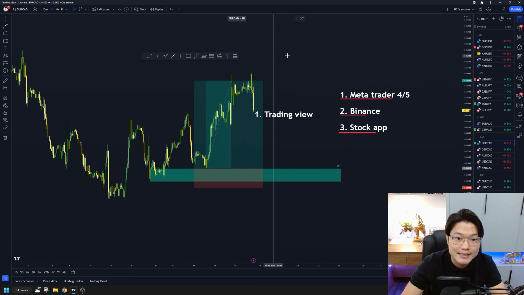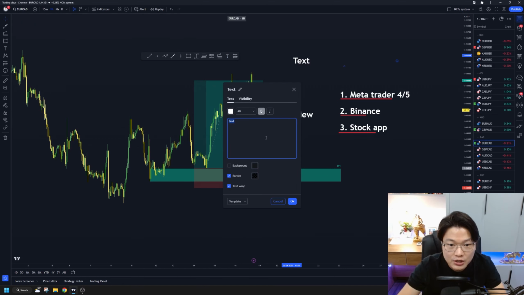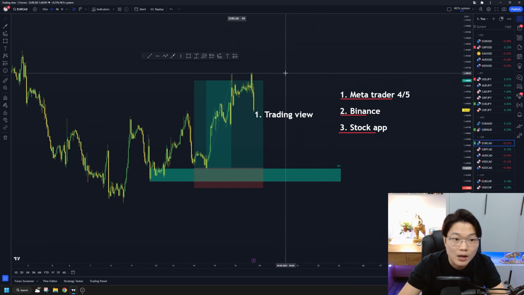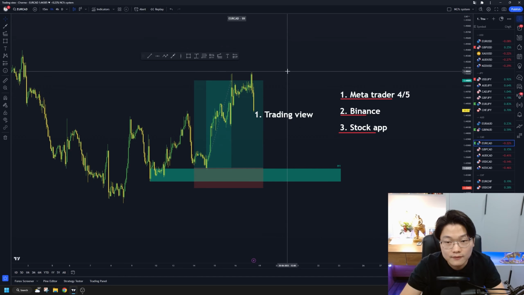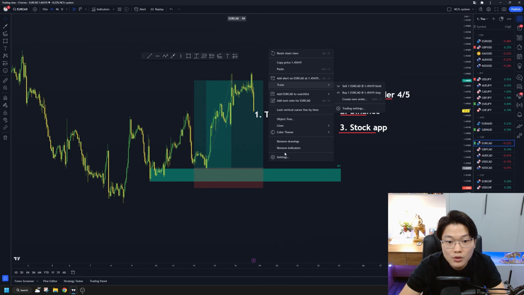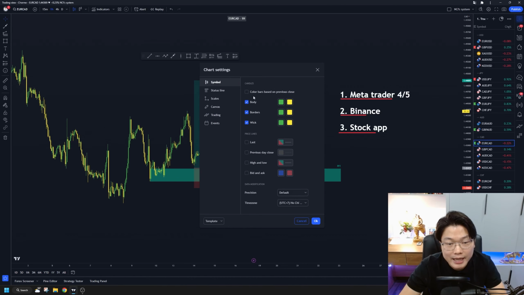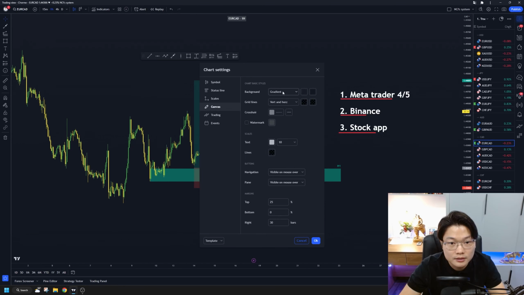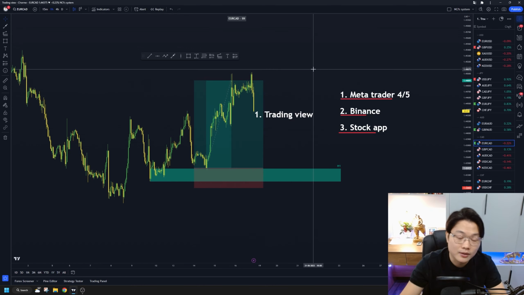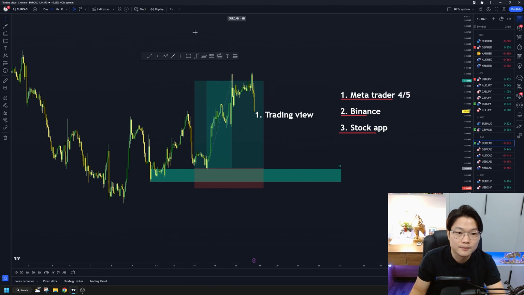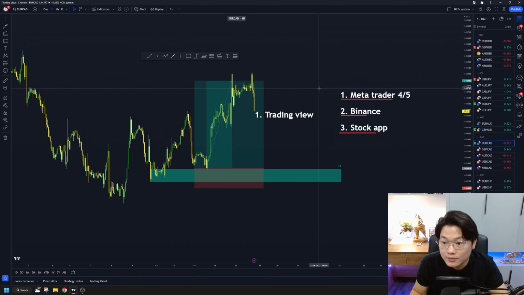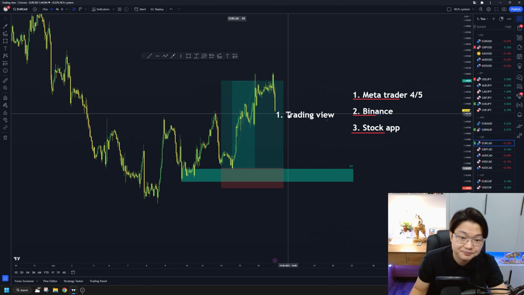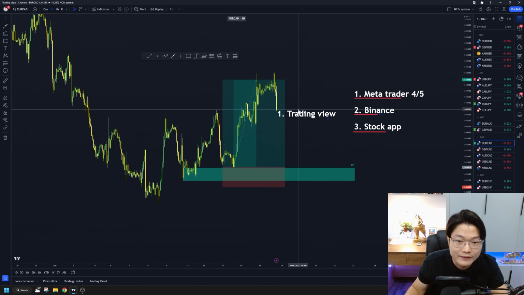And here's a text tool to note some information on the chart. And that is the total tools I use for TradingView. And for TradingView, you can also change the candle color right here, and change some of the background color like this. You can change it into white or black, depending on you, right? For example, I use a color like this. It's very easy for me to see on the real market, right? So that is totally for TradingView.